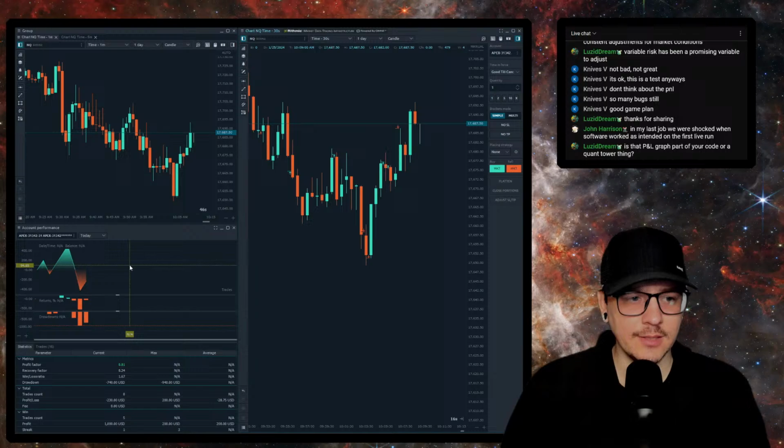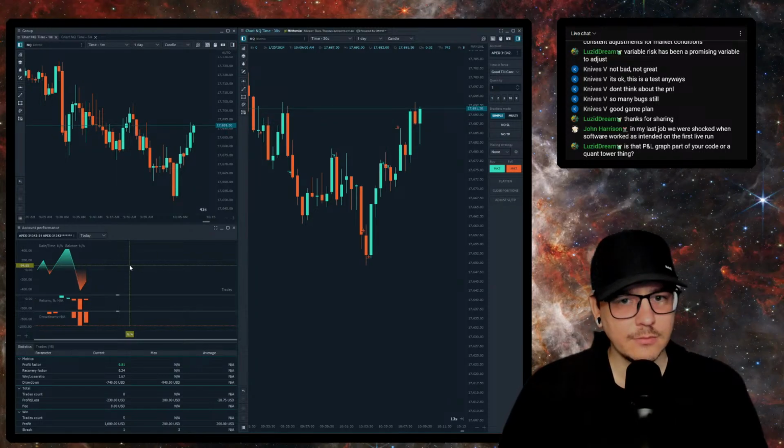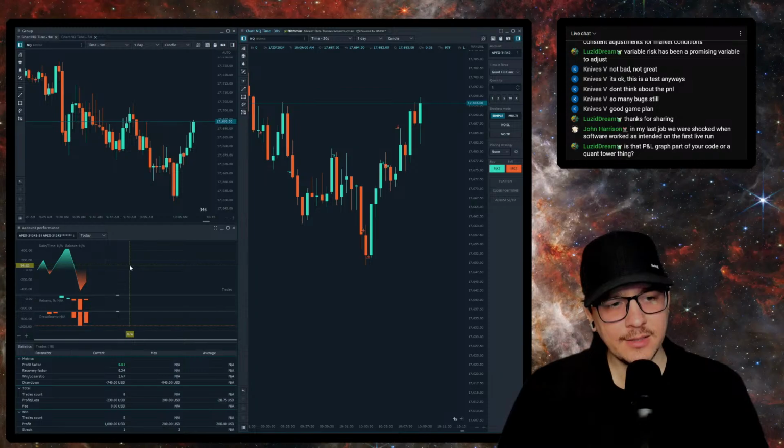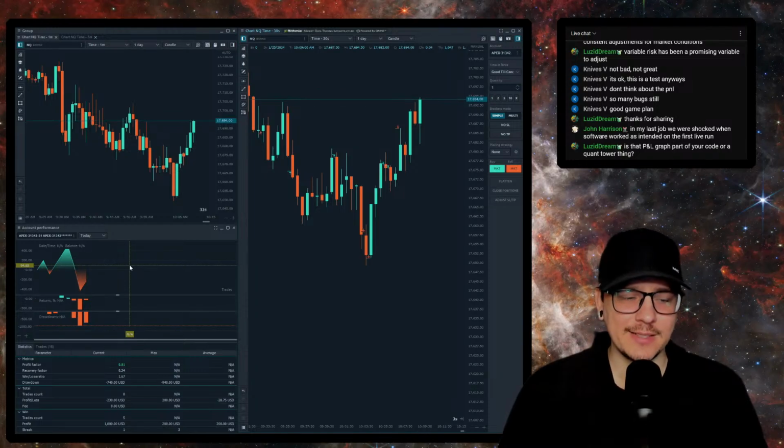It's a Quantower thing. I do have code that handles logging the trades instead of relying on this, because sometimes when you run back testing too fast, things get messy.